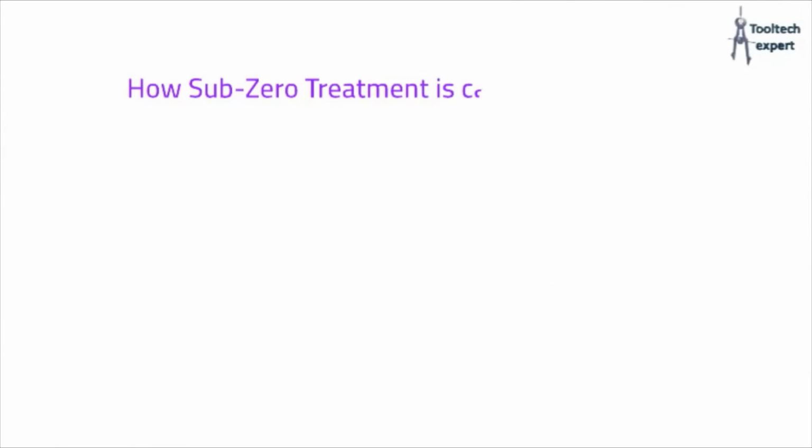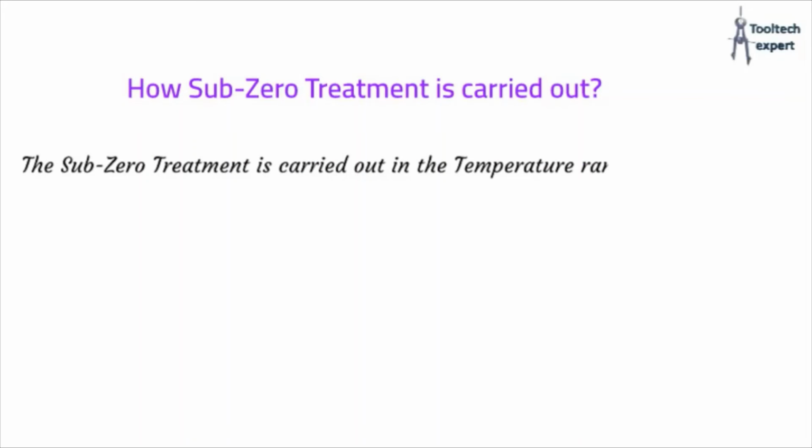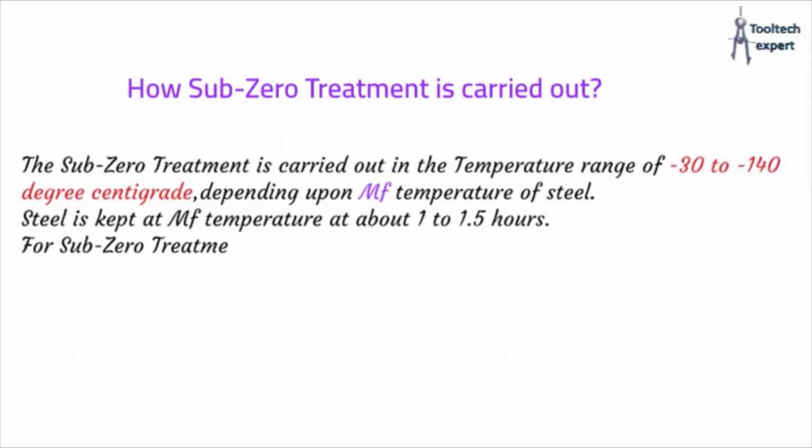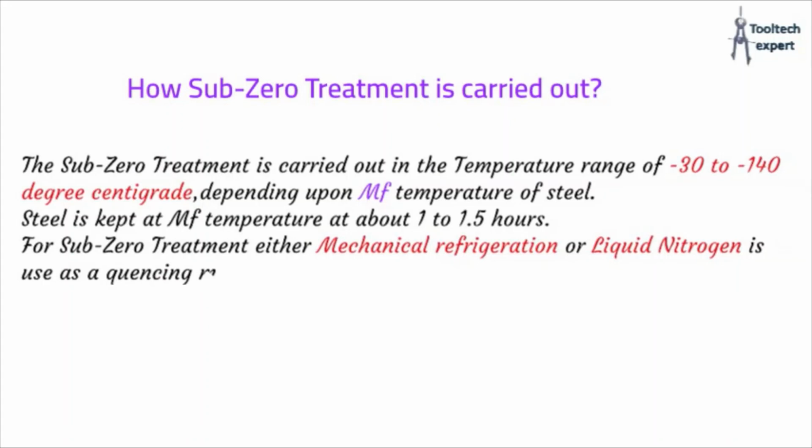How is subzero treatment carried out? The subzero treatment is carried out in the temperature range of -30 to -140 degrees centigrade depending upon the MF temperature of the steel. Steel is kept at that temperature for about 1 to 1.5 hours. For subzero treatment, either mechanical refrigeration or liquid nitrogen is used as a quenching medium.